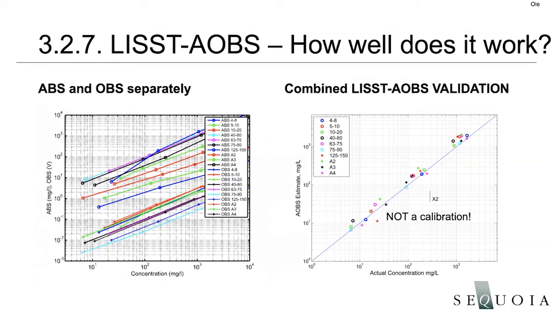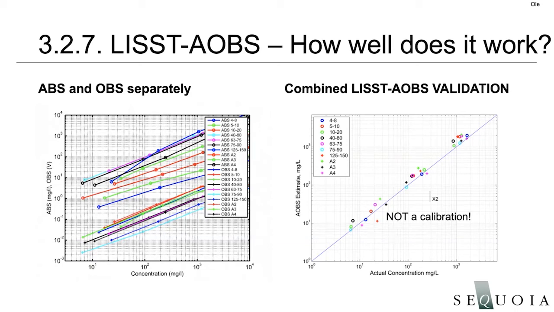It's really important to realize, and I can't emphasize this enough, this is not a calibration you're looking at on the plot to the right. It is simply the output from the AOBS as it comes, plotted against the actual concentration. And all the circles and the pluses denote various sizes.